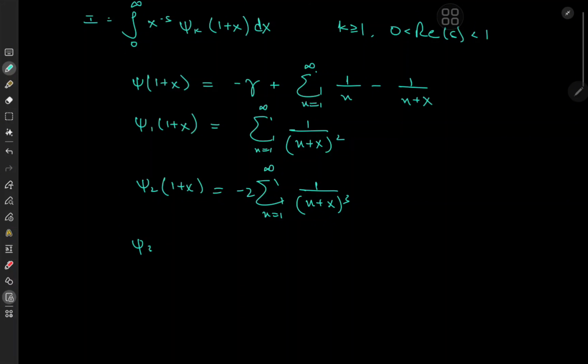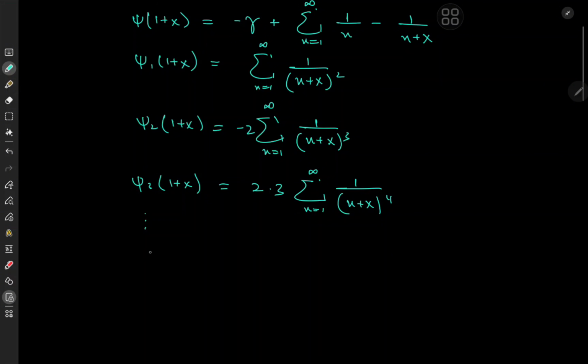And similarly, for psi sub 3 of 1 plus x, we would have negative 2 times 3, which would give me two negatives canceling out because that's a negative 3. And so that's 2 times 3 times the sum over n from 1 to infinity of 1 over n plus x to the 4th power. And this can go on and on all the way to psi sub k of 1 plus x. And that would yield a factorial, obviously.